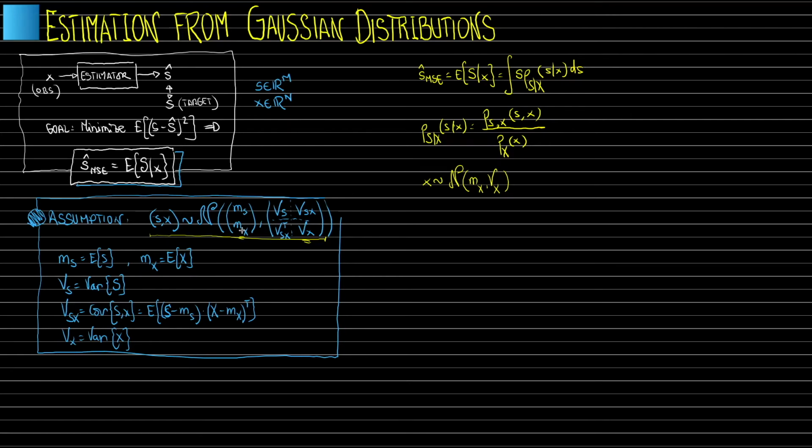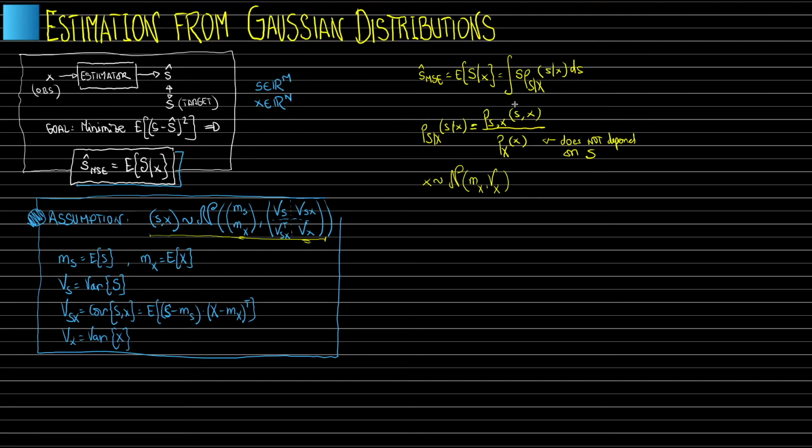So we know the numerator and the denominator in the expression of the posterior distribution, and noting that the denominator does not depend on S, we can see that the marginal distribution is just a proportionality factor over the joint distribution, but it doesn't change the shape of the joint distribution as a function of S.